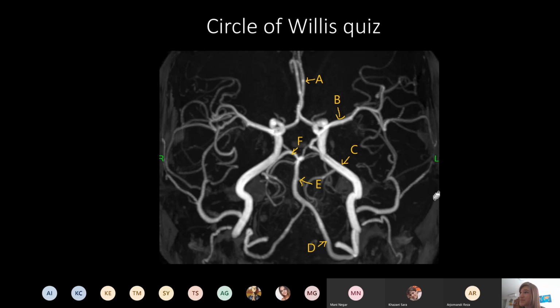Okay, and the circle of Willis. So let's name the vessels. Which vessel is number A?